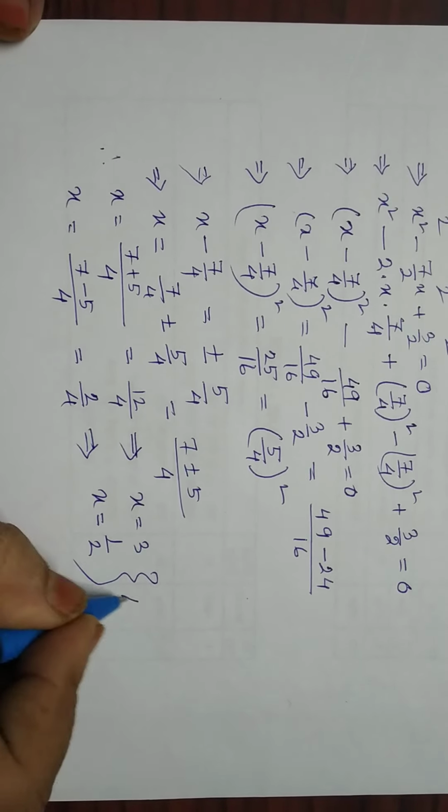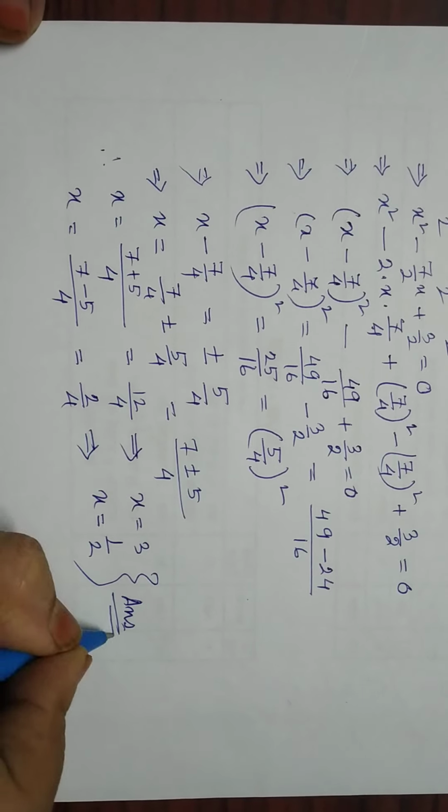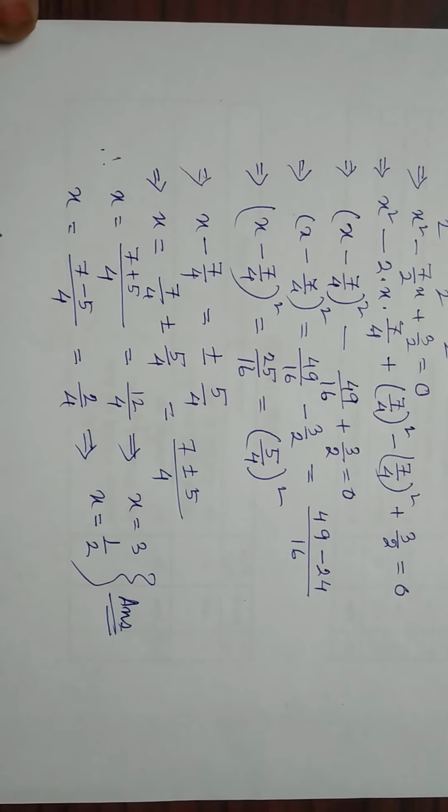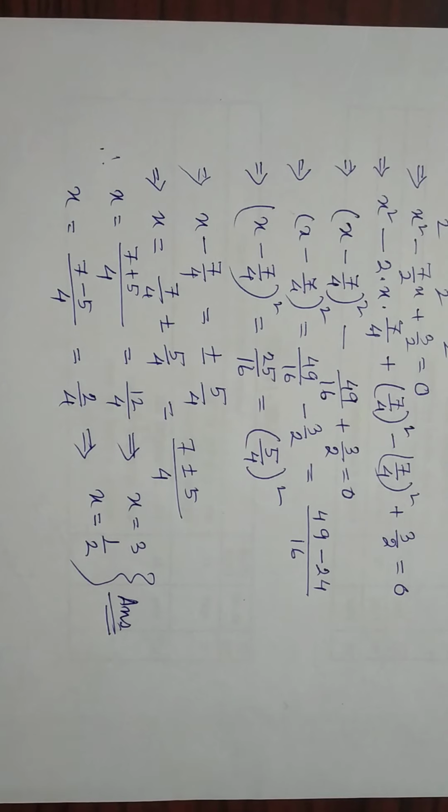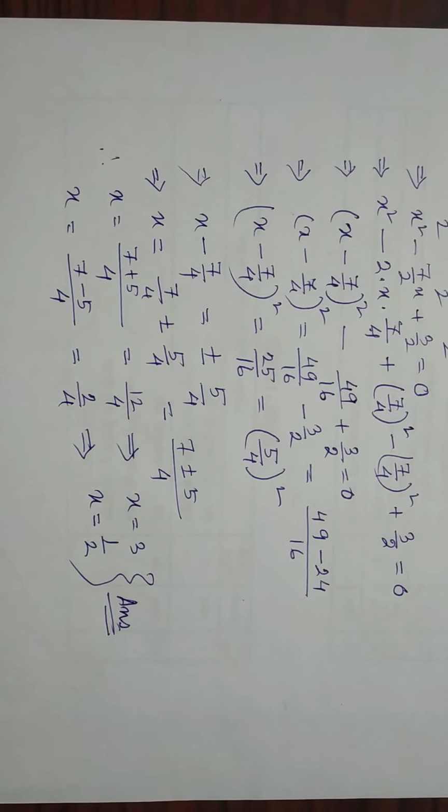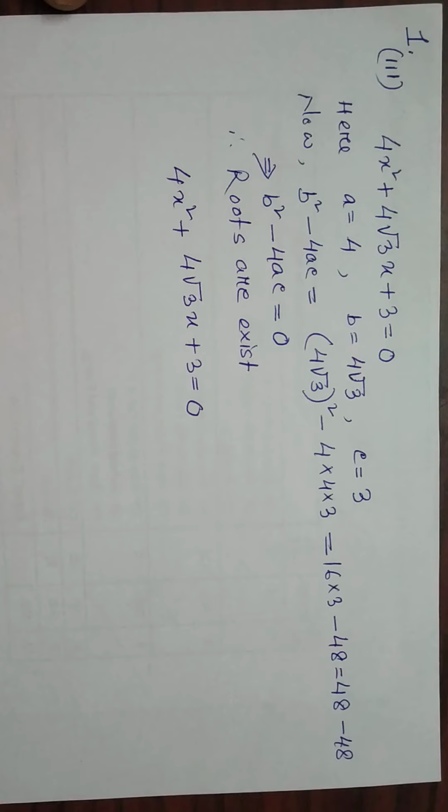This is the answer. And this method is known as the completing square method. We solve this sum this way if we follow the completing square method.